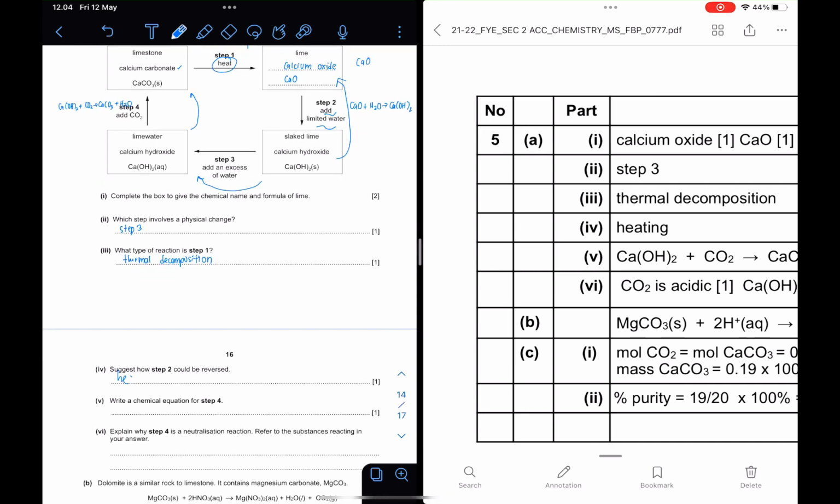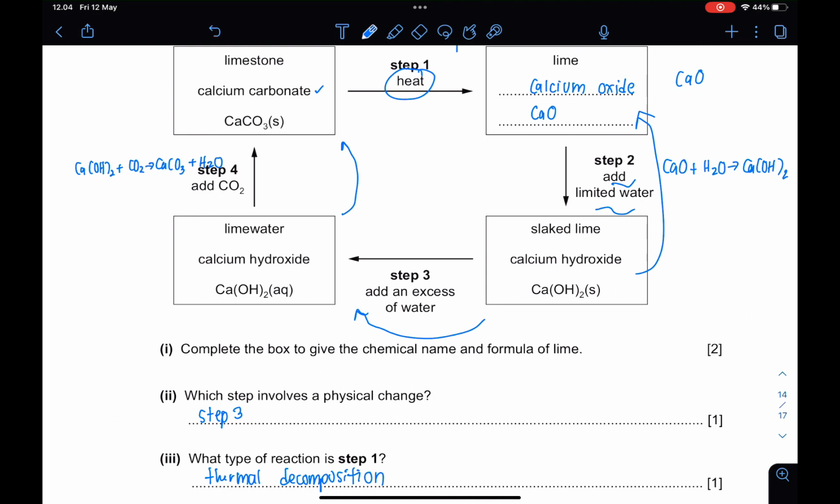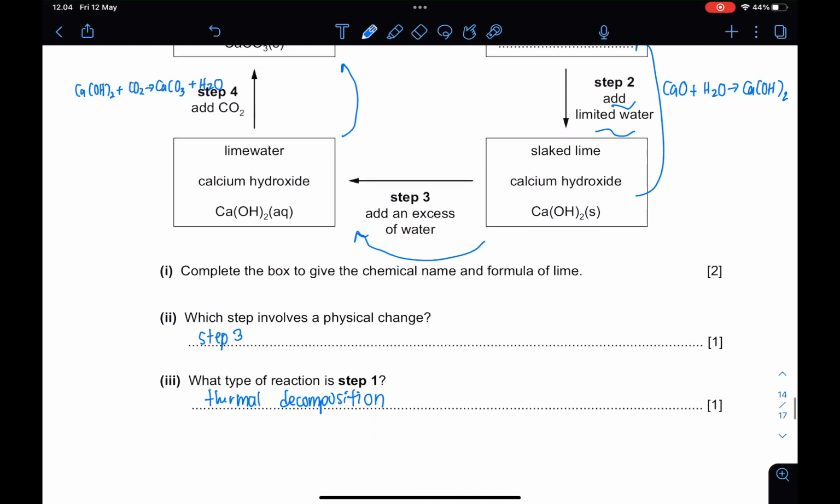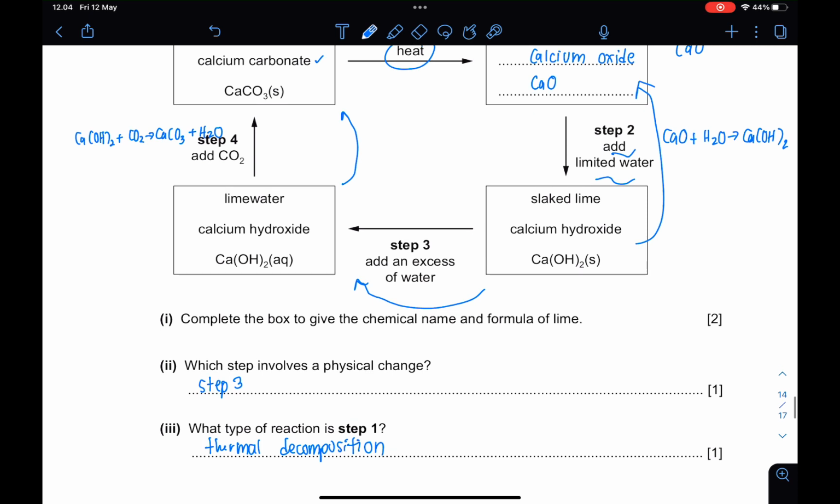Step 2, we need to change the calcium hydroxide to become calcium oxide. Previously you added limited water, so you need to remove the water. You just need to heat it.